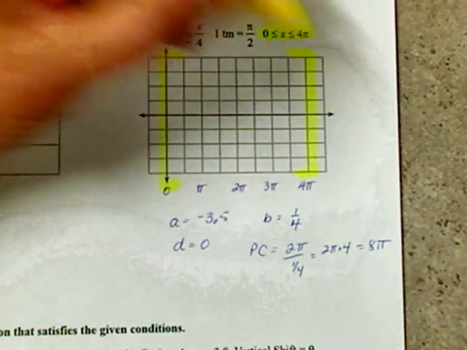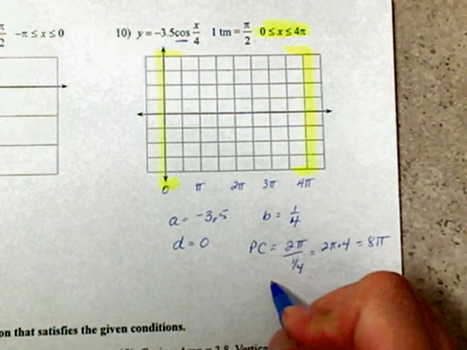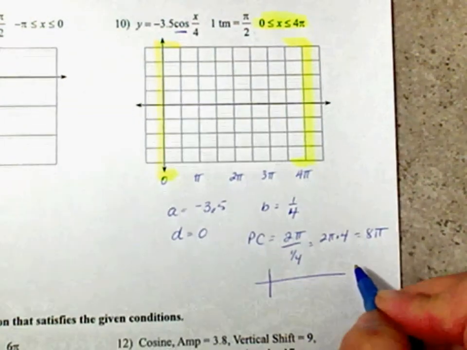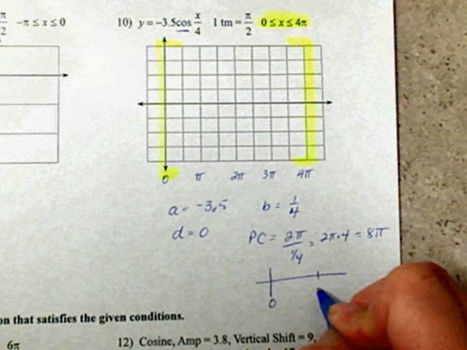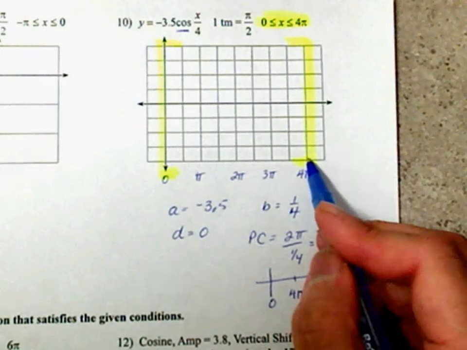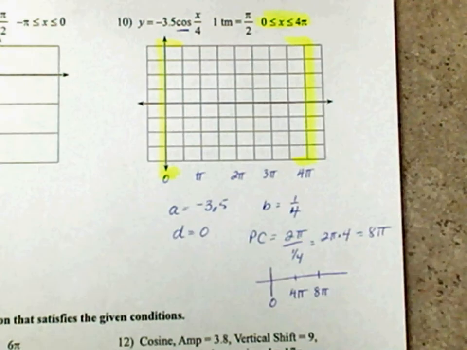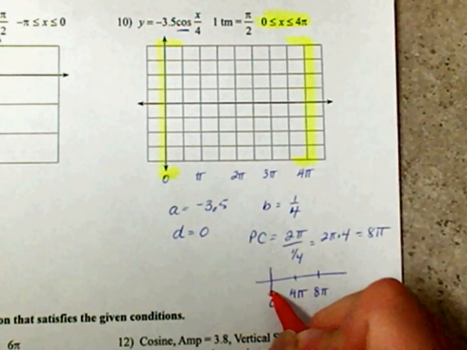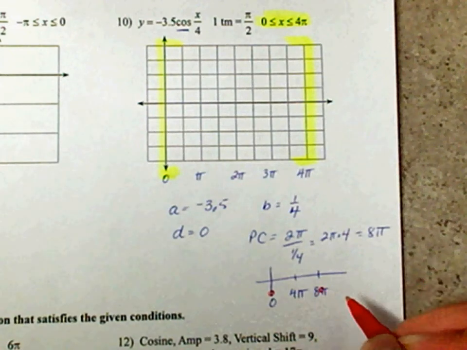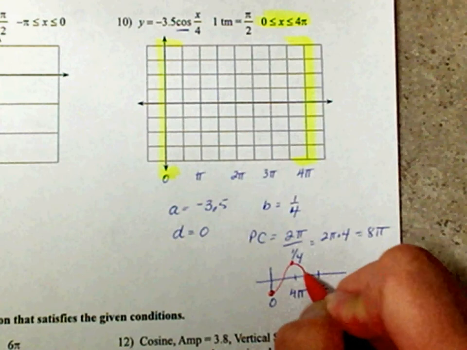Now, let's make a sketch of this little graph right here. You're going to be at 0. Here's going to be 8 pi. Here is 4 pi. See how I want that? I'm graphing a negative cosine, so I'm going to start at my minimum, and it's going to end at the minimum at 8 pi. At 4 pi is going to give you the maximum. So your graph should look something like this, okay?